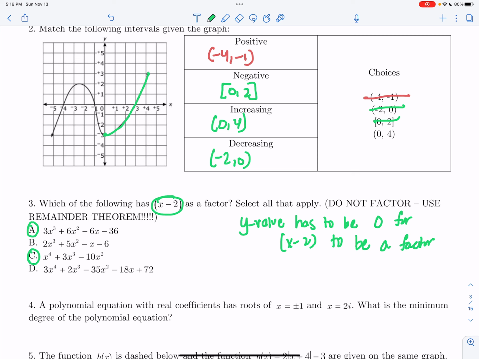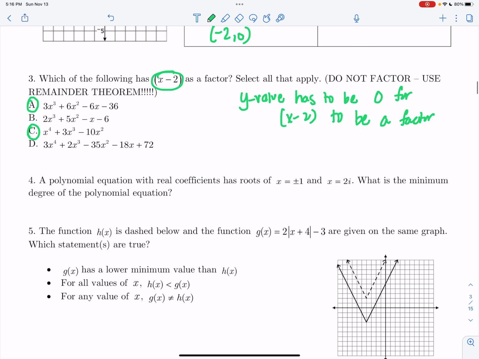Okay, number 4, a polynomial equation with real coefficients has roots of plus or minus 1 and x equals 2i. What's the minimum degree of the polynomial equation? Well, I know that it's going to be more than 2 here because of the plus or minus 1. And then because of this 2i, I also know that imaginary roots come in pairs, so I also need to think about the minus 2i. So I have plus or minus 1, plus or minus 2i. That gives me 4 total roots, so my minimum degree has to be 4.